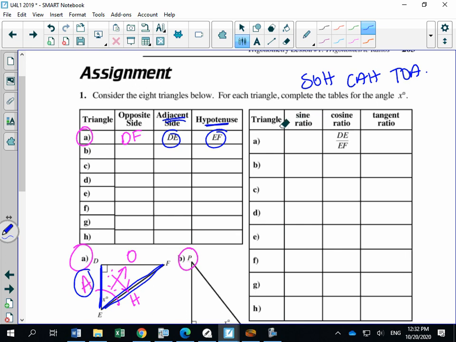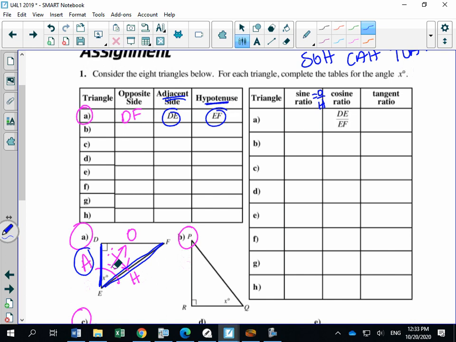Okay, so sine we could write is O over H, right? That's what sine is, O over H. But if I was to fill in according to the sides, because there's no numbers, O is DF, right? So the sine ratio, so we're doing sine, O over H. So O is DF over the hypotenuse, which is EF. So that would be my sine ratio.